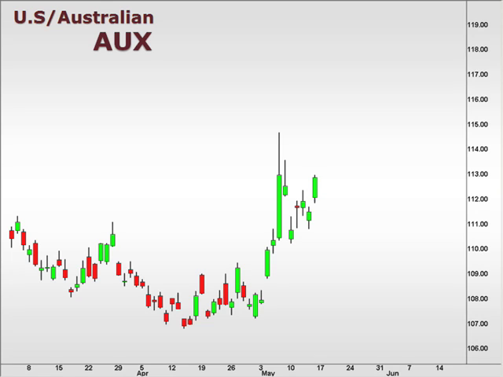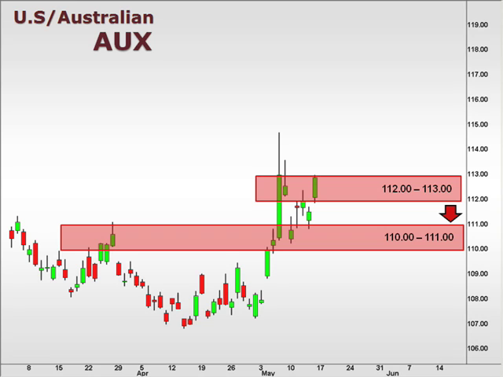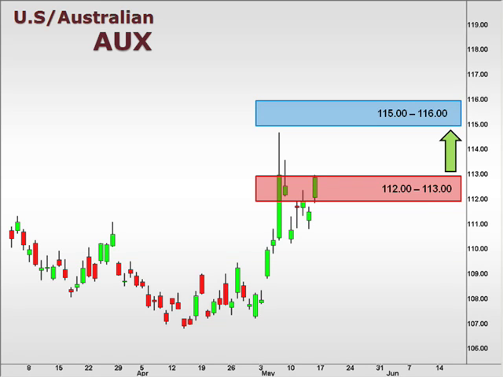Let's take a look at the US versus the Australian dollar as seen here in the ISE FX Options pair value AUX. Well, the AUX reversed off of the lows that were tested earlier in the week to close back within the 112-113 box. Now, a break below this level is likely to retest 110-111 as support. An extended move higher will have us targeting the 115-116 box.